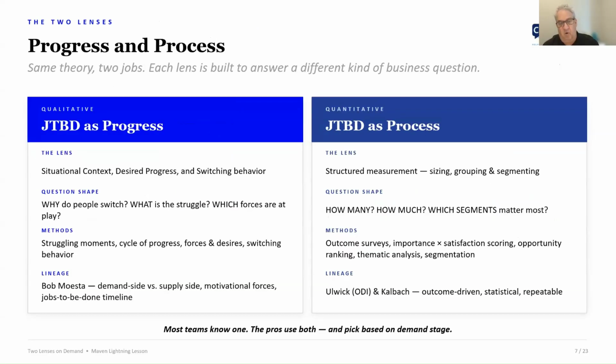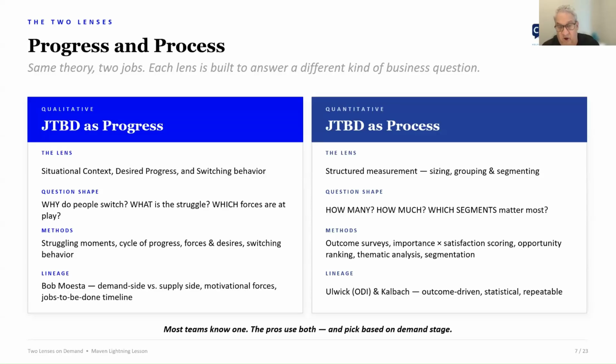We're going to identify one aspect of jobs to be done research as a method that I would characterize as jobs to be done as progress. And so this is jobs to be done performed as qualitative research, with the goal and objective to understand the situational context of any given consumer or customer, to understand the desired progress or outcomes they seek to achieve, and to understand the switching behavior for those customers. So focused on struggles, cycle of progress, forces and desires, switching behavior. On the why people switch, on the what is the struggle, on the forces that are at play.